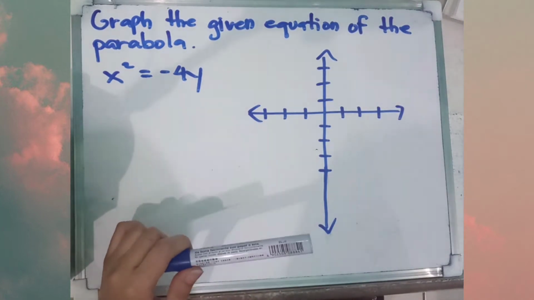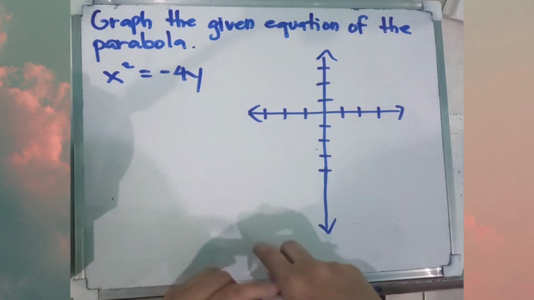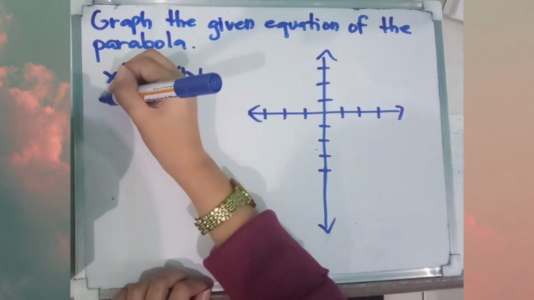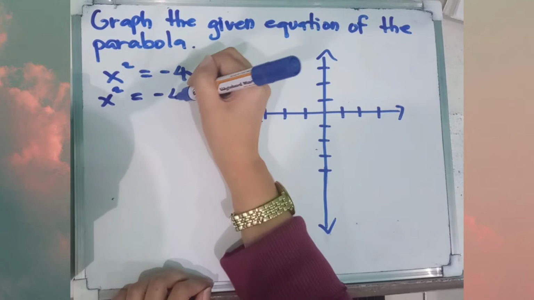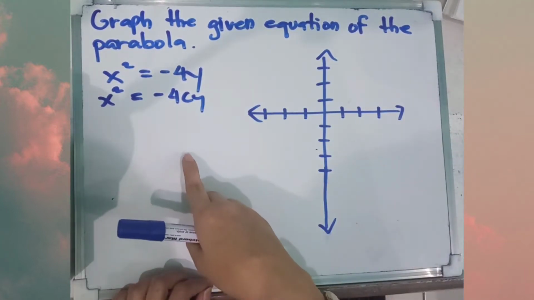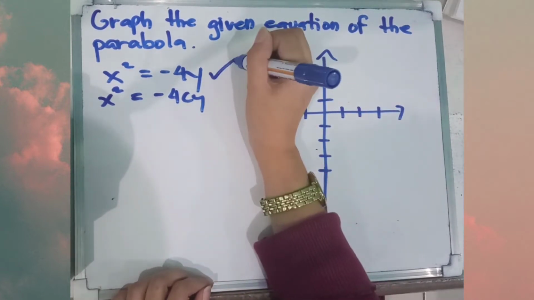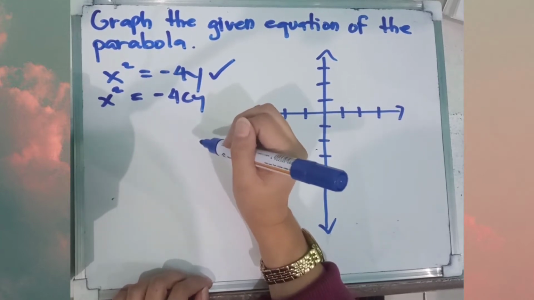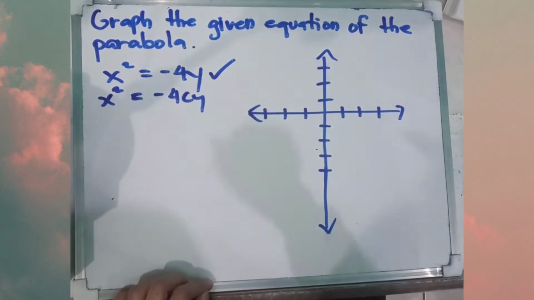If you can still recall, this given equation can be compared to the standard form x squared is equal to negative 4cy, right? Now, in order for us to graph this given equation, we need to determine the different parts of the parabola first so that we will be able to graph it later on.